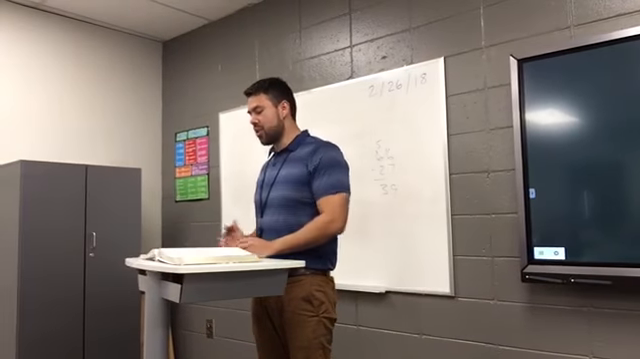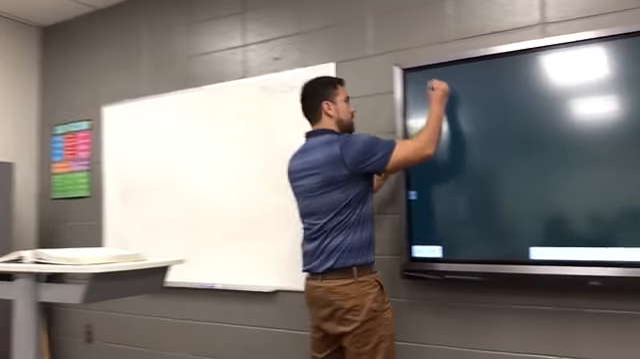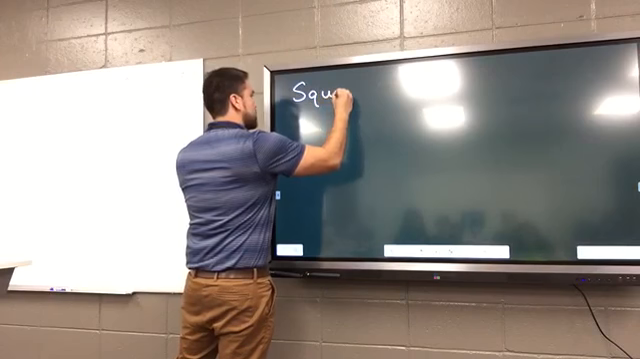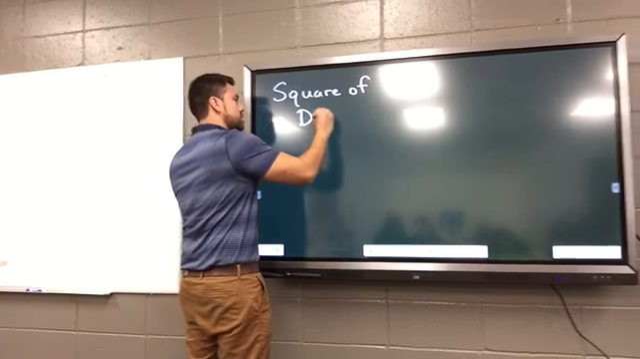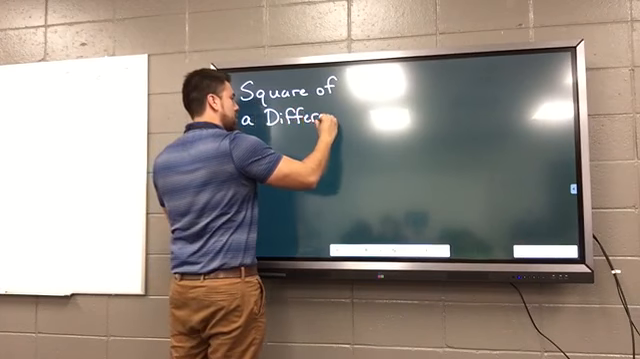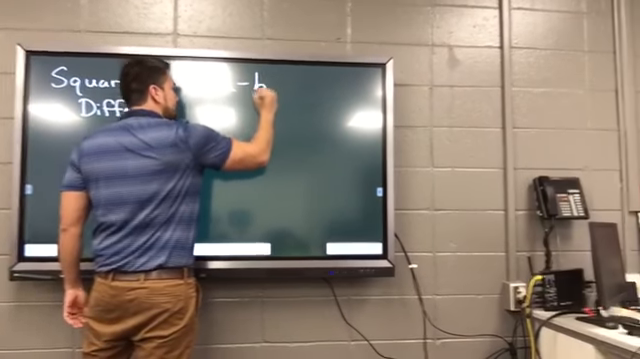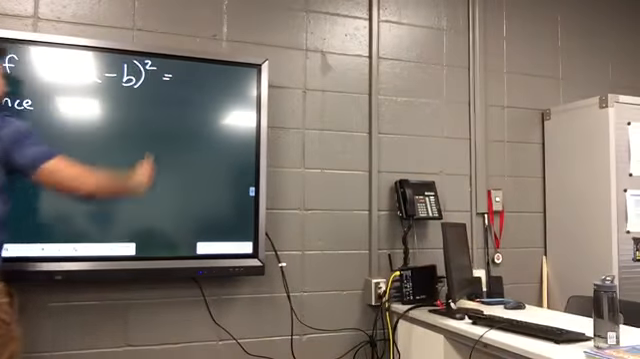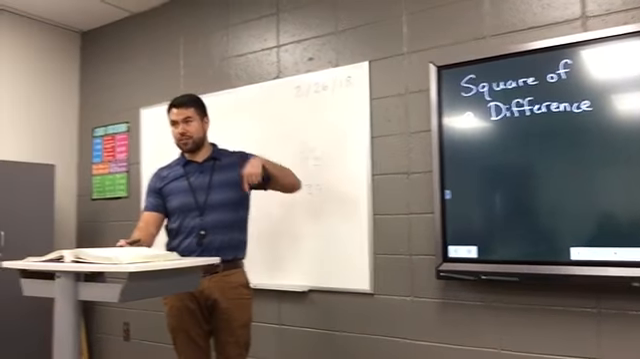Last shortcut here. This is kind of interesting. Well, let me write something down real quick. Just for your notes. The square of a difference. So this is what we just did. If you forget, you can refer to this. If you have a minus b being squared. So remember the last one was a square of a sum. This is a square of a difference.